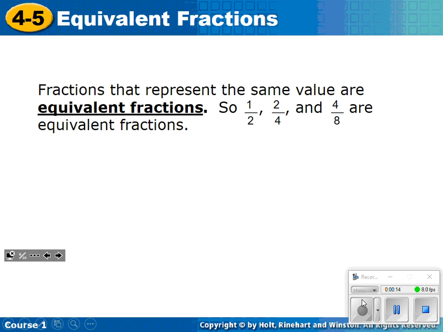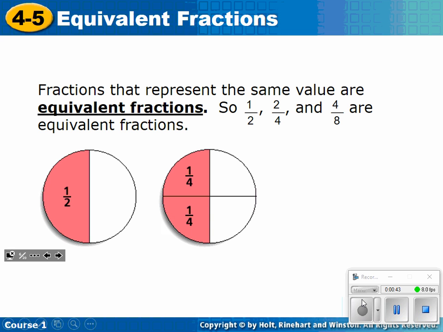If you recall, fractions that represent the same value are equivalent. So 1/2, 2/4, and 4/8 are equivalent fractions. Take my Thanksgiving pie that I ate. If I only cut it in half, I put one line across it, and I ate one piece, meaning 1 out of 2, I ate half the pie. Now the next Thanksgiving pie I had, I cut into 4 pieces, but I ate 2 of the 4 pieces. That means I still ate half the pie.